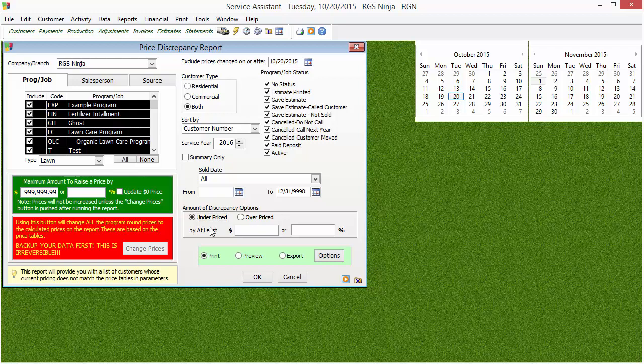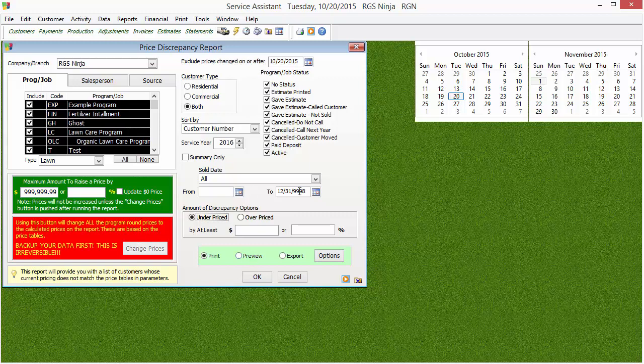Over here, in this big red area, you'll see there's a Change Prices button. It's grayed out. Once we print, preview, or export this report, it will activate, and when it activates we can actually end up changing prices. We'll talk about that in a little bit once we get to that point.